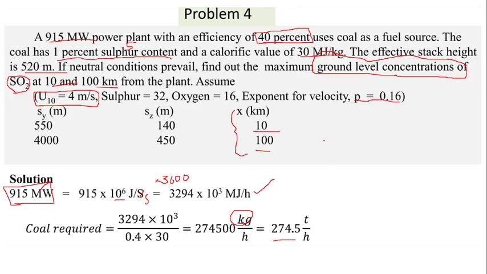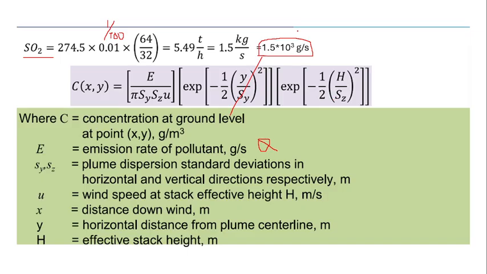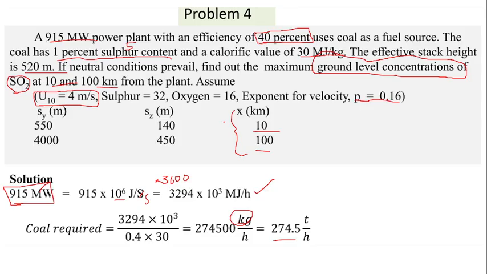So this is very simple. First, in the question you need to identify from what level they are asking. If it is ground level, then you can neglect the y term in the exponential. Then with the help of the given data, sigma y and sigma z at x kilometer, we can substitute and calculate.